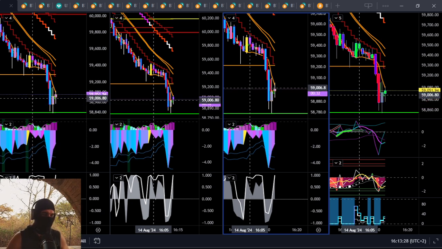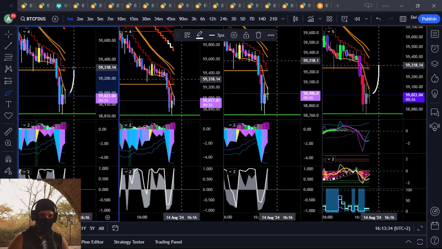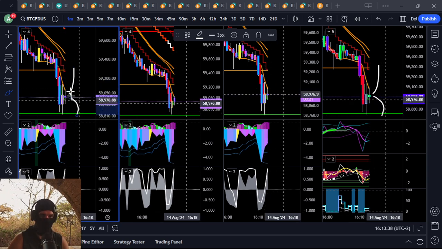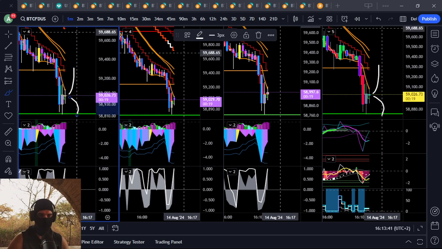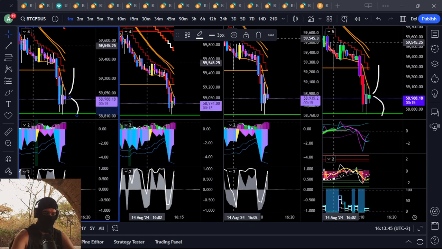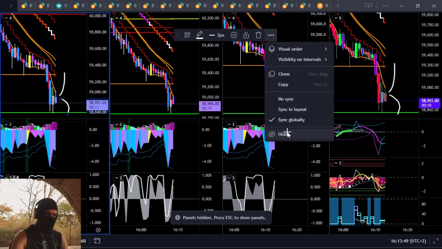All right. Okay, so let's maybe draw where we left off. If it bounces here, it'll go there. If it fails here, it'll go there. More than likely break below that. If it gets above that, it's going up here. Okay, so let's do this. Full screen.